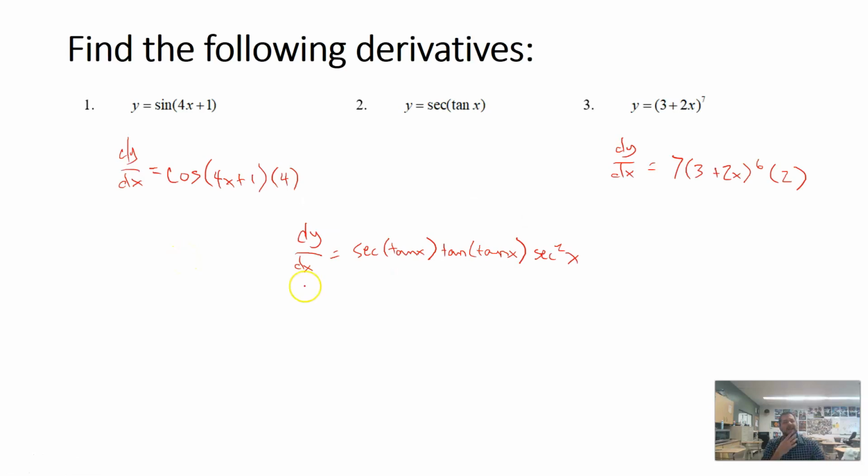So when I want to find derivatives, again, a couple things that I want to call your attention to. Like on number 1, again, this is not sine times 4x plus 1. This is the sine of 4x plus 1. So when I take the derivative, the 4x plus 1 is what's on the inside. That's why it doesn't change when I write my derivative down. So I got cosine of 4x plus 1 times 4 is that derivative.